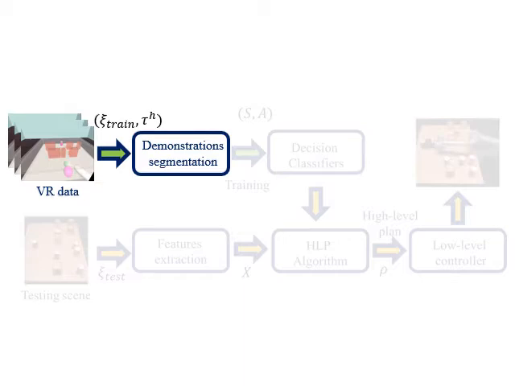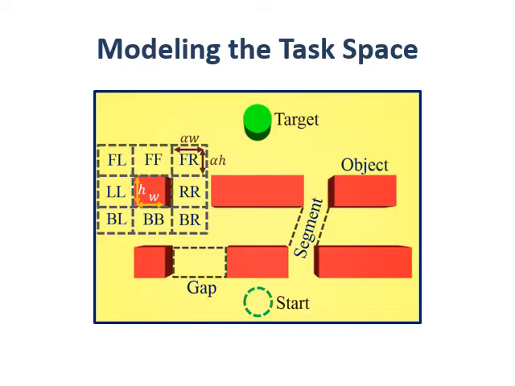The problem now is how to segment these demonstrations. This is not a trivial problem because in each trial, the positions of the objects are randomly shuffled. We introduced a novel way to model the task space. This row-based structure is used during all the training scenes in VR. The start and target points are fixed and aligned at a straight line. Two rows of cuboid objects with three objects in each row.